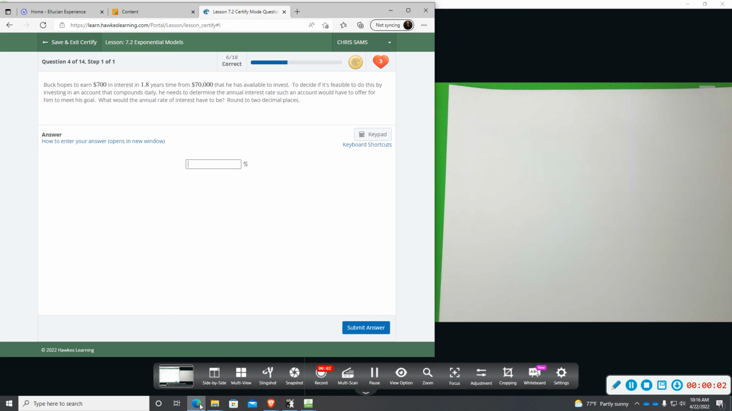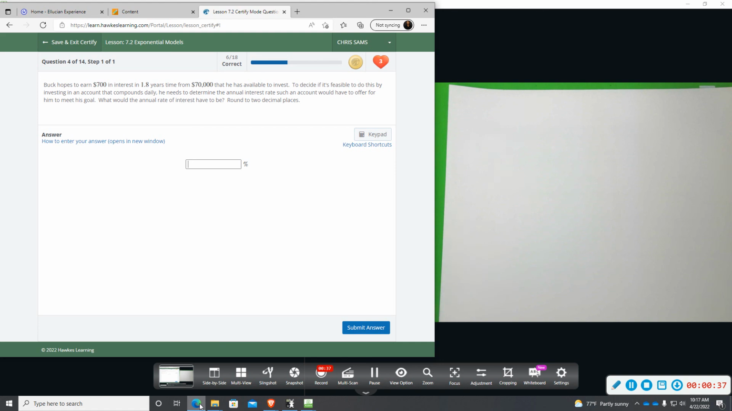All right, number 4 says Buck hopes to earn 700 in interest in 1.8 years from now, from 70,000 he has available to invest. To decide if it's feasible to do this by investing in an account that compounds daily, he needs to determine the annual interest rate such an account would have to offer him. So what would the annual interest rate have to be, rounded to two decimal places?